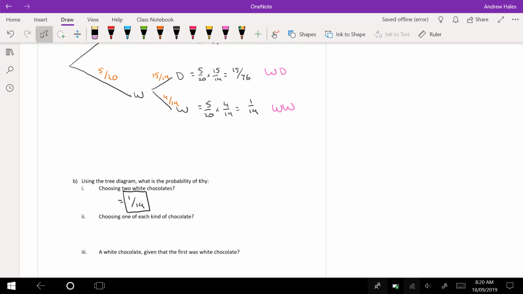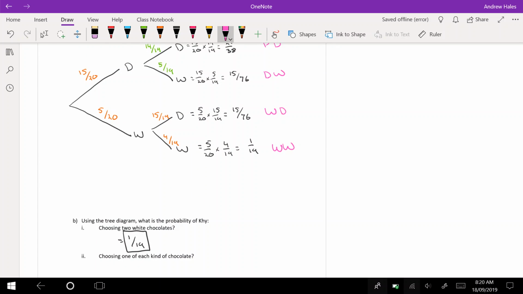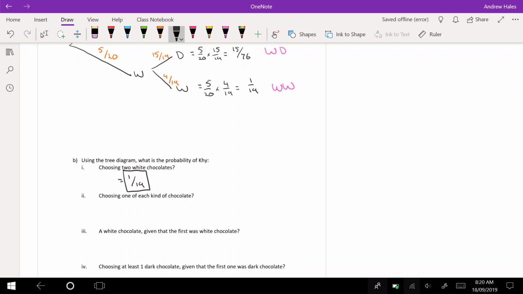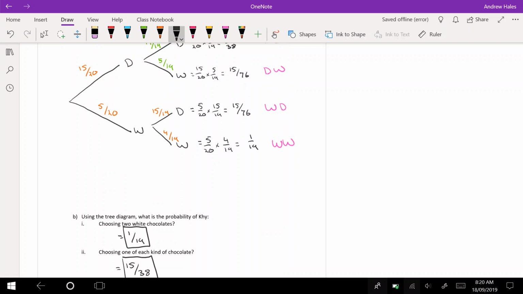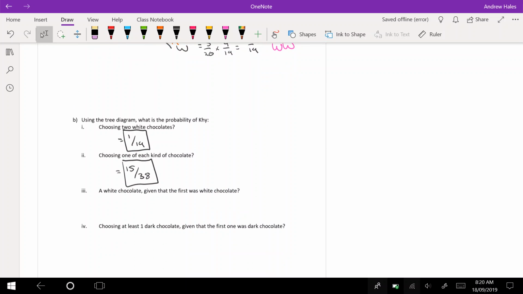What's the probability that he chooses 1 type of each chocolate? Well, that's just your dark-white plus your white-dark, which means you have 30 out of 76, which is 15 out of 38. You add 15 out of 76 and 15 out of 76, or you could just times it by 2, which is how I cancelled out that common factor of 2 in the denominator. It's 15 out of 38.